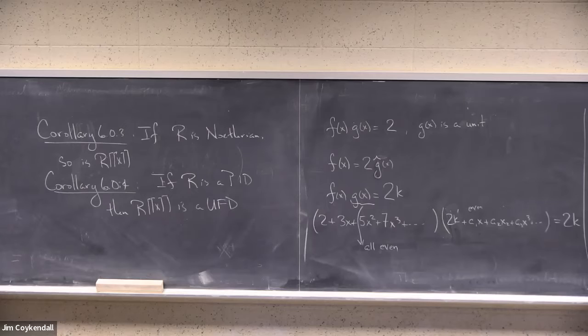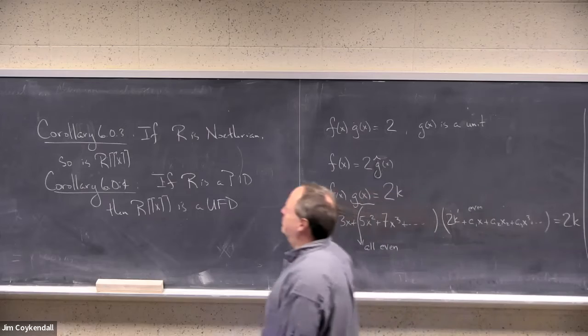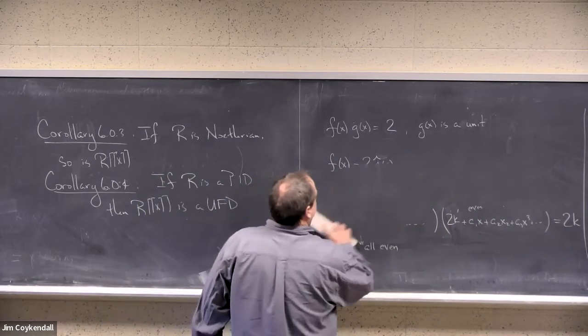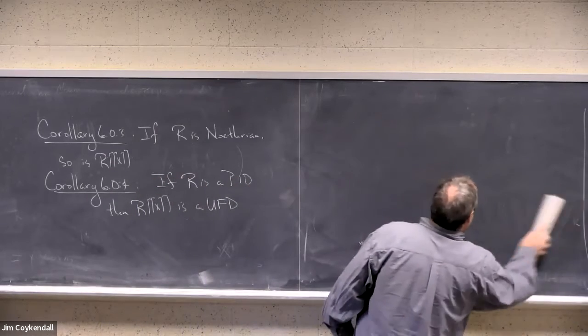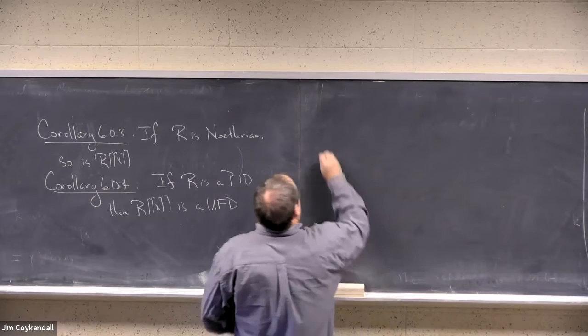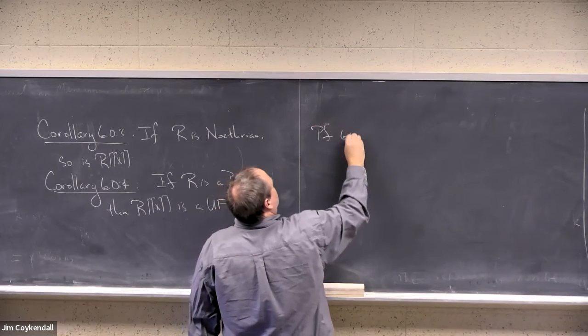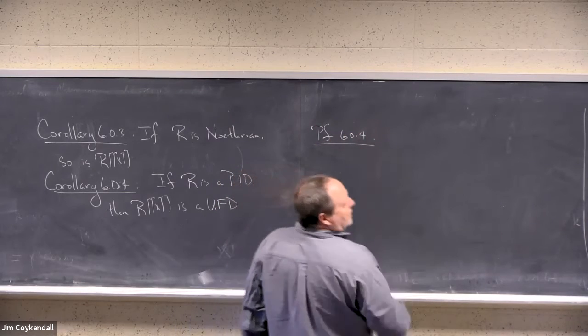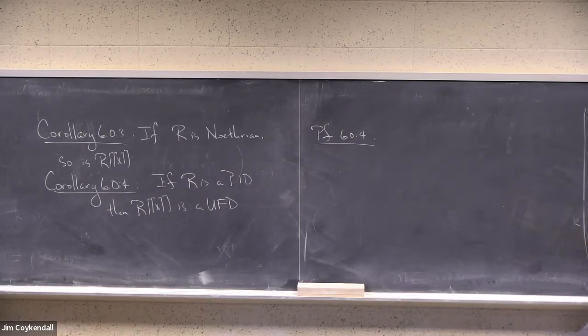But just for the PID case, how do we do this? Well, let's sketch a proof of 604. Any ideas on how we would do this?